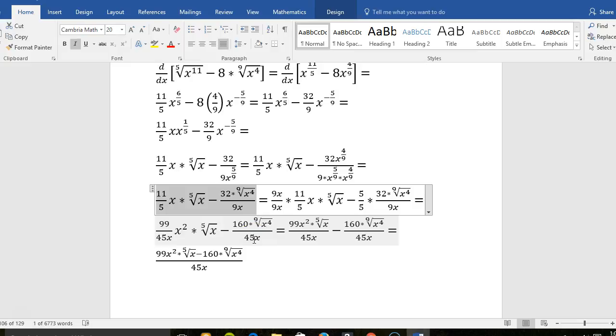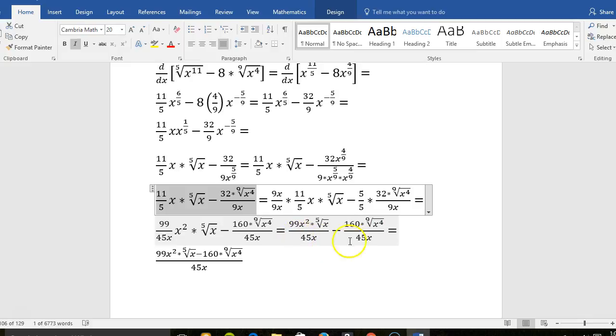Okay. Aha, but notice this first guy, this messy first guy, can really be brought together. That's just this 99, this x squared, and this fifth root of x can be brought to the top like this, and then all put over the 45x. Okay, so we have that. And then this guy right here is good to go. He's in the form that I like him to be, so we just copy and paste him over here.